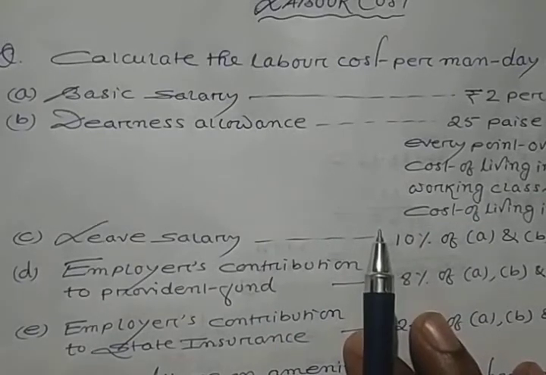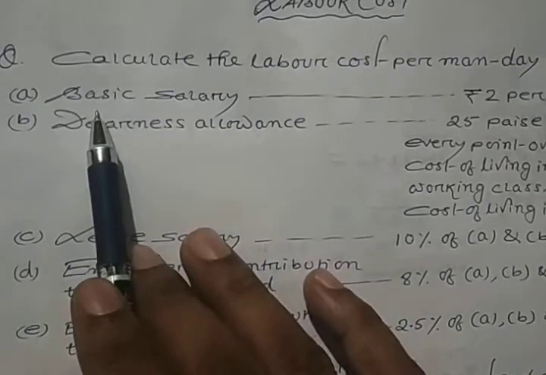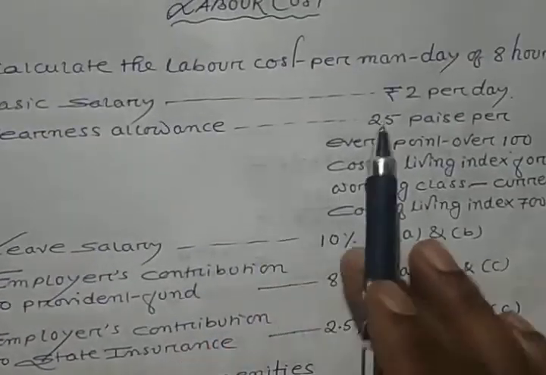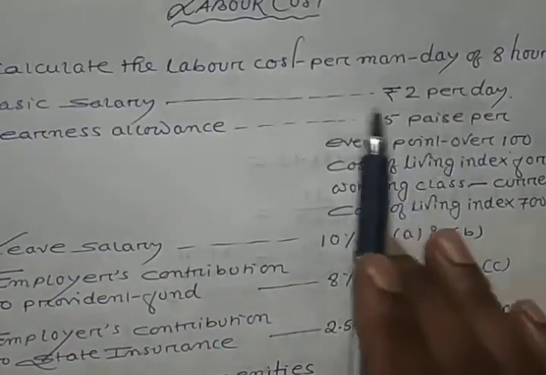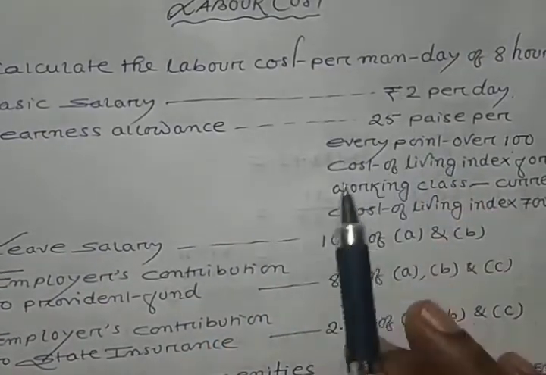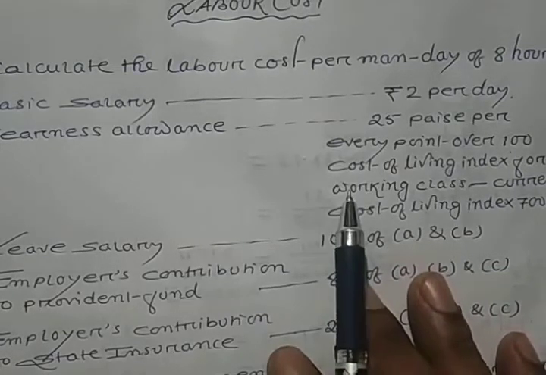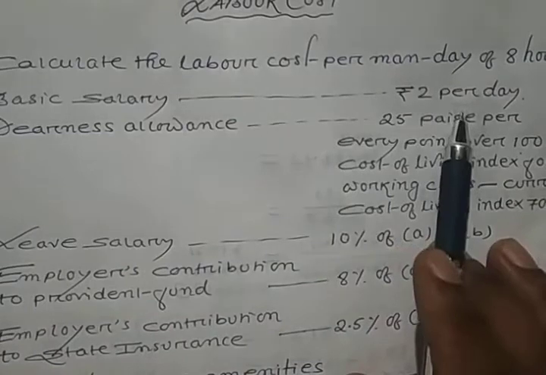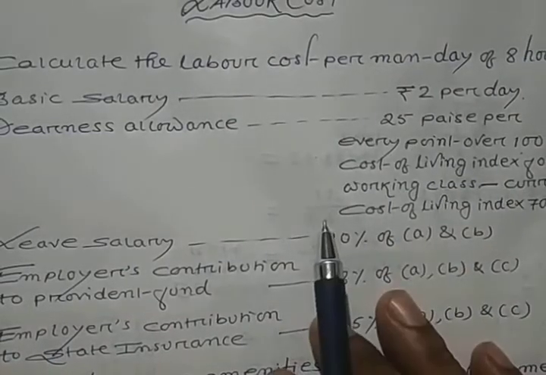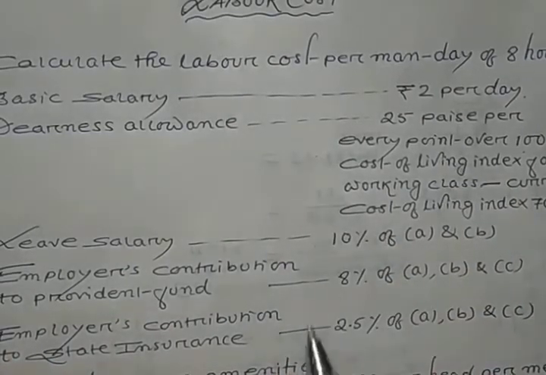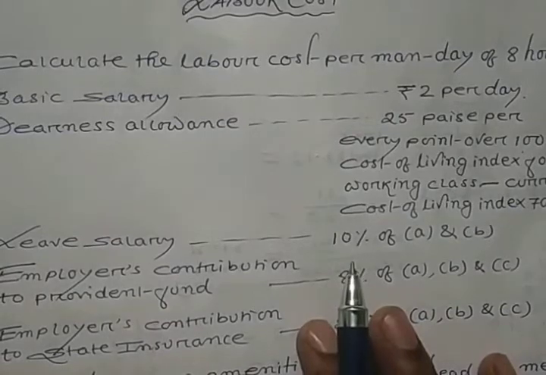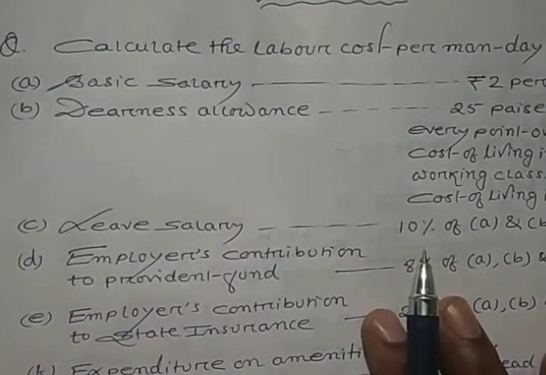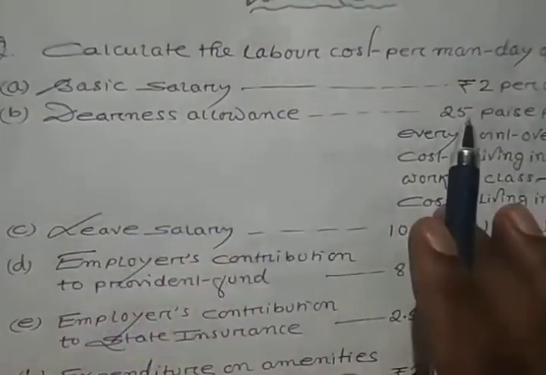So what is the first information given here? That is the basic salary, rupees 2 per day. Remember, we are calculating here per day. Per month also you can calculate, per day also you can calculate. But here the question asks per day, so you have to calculate per day. First of all, basic salary given is rupees 2 per day.